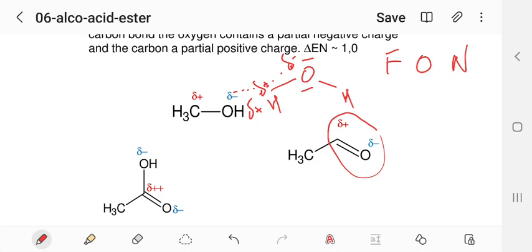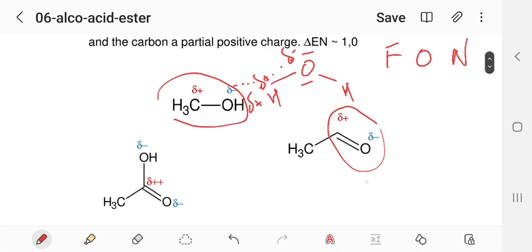So this one is an alcohol. We already discussed it previously. This one has an end carbonyl group, so it's an aldehyde.